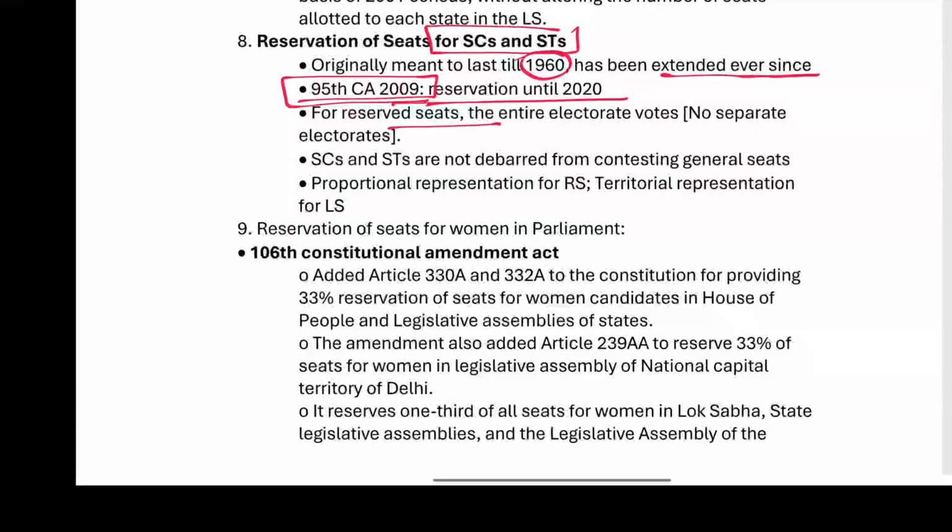And for reserve seats, we have it again amended by the 100 and something. Right. For reserve seats, the entire electoral votes, there is no separate electorates. SC and ST are not debarred from contesting the general elections, general seats, proportional representation for the Rajya Sabha, territorial representation for the Lok Sabha.